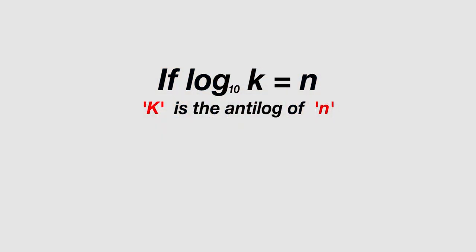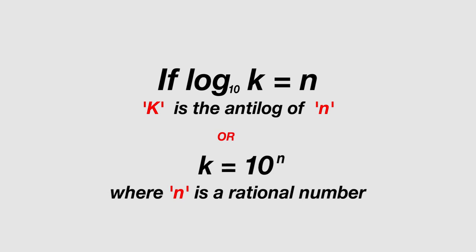We again want to try finding the antilog of a number using the calculator. You can either use your tables for this work, or you can use a calculator. So we want to know how to use both. Now, to use the calculator to find the antilog of a number, we use the fact that if log base 10 of k is equal to n, then k is the antilog of n, or k is equal to 10 raised to the power n, where n can be a rational number.